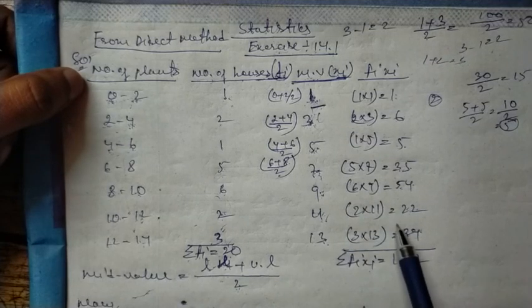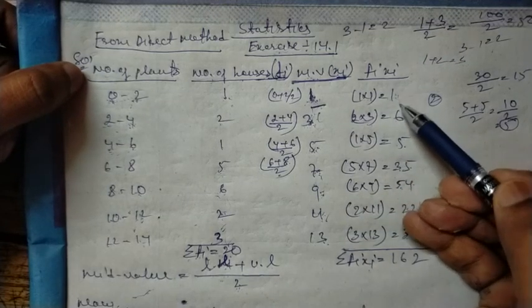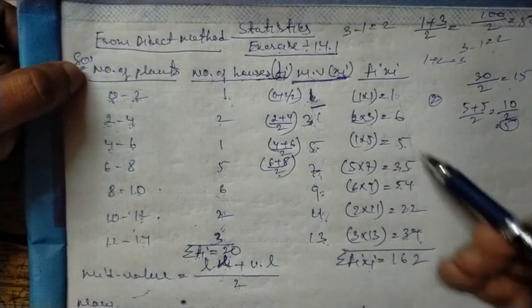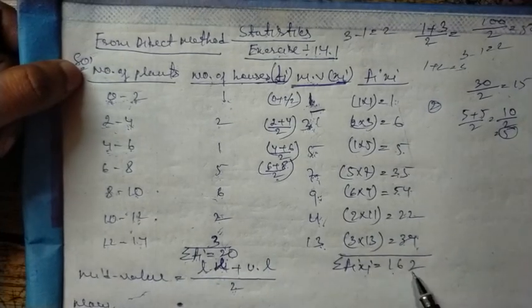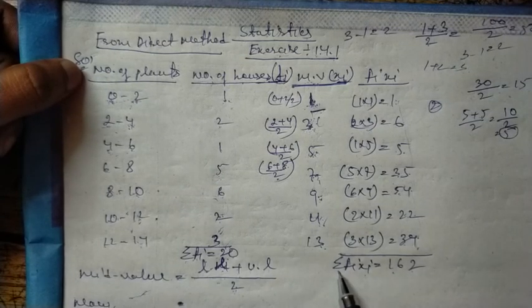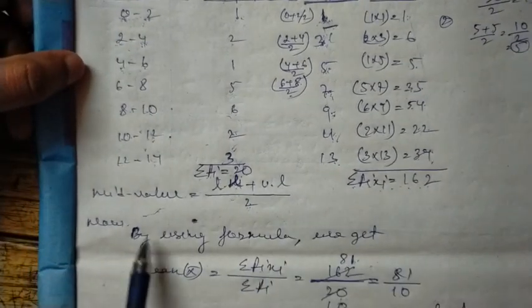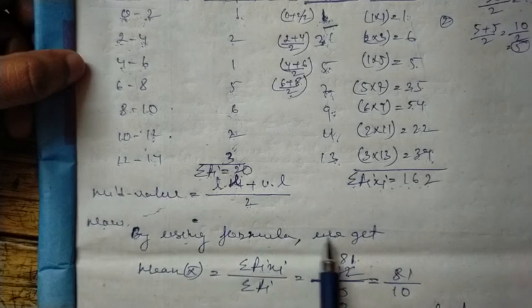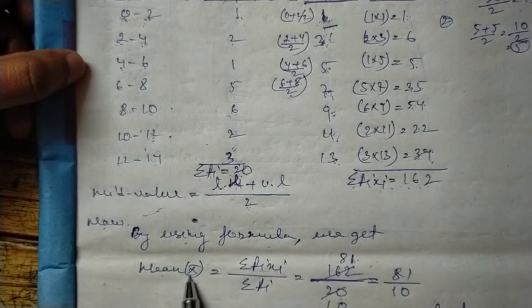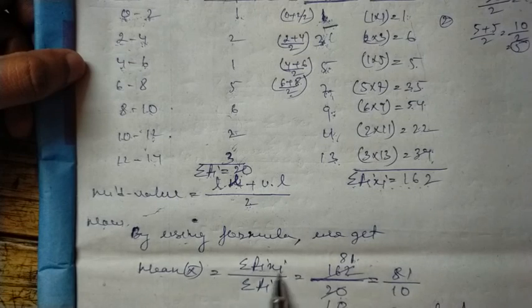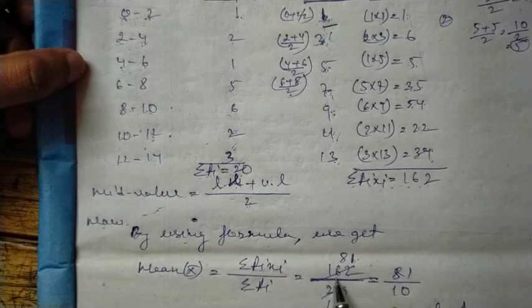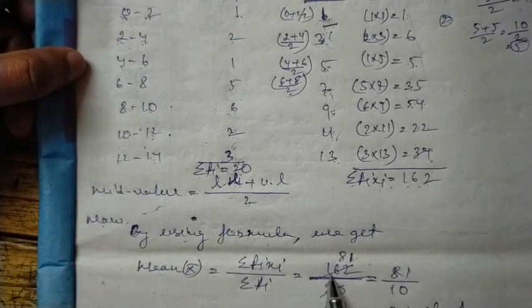Then you have to add these values. If you add them, you will get 162, called sigma fi xi, equal to 162. Then we use the formula. The mean x bar is equal to sigma fi xi divided by sigma fi, which is 162 divided by 20. We can cancel both numerator and denominator by 2.